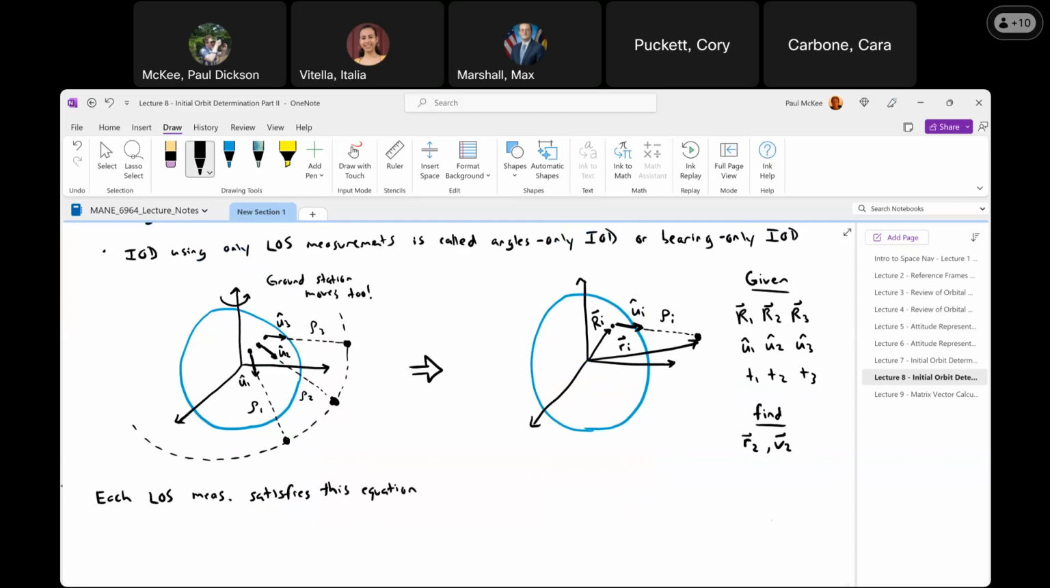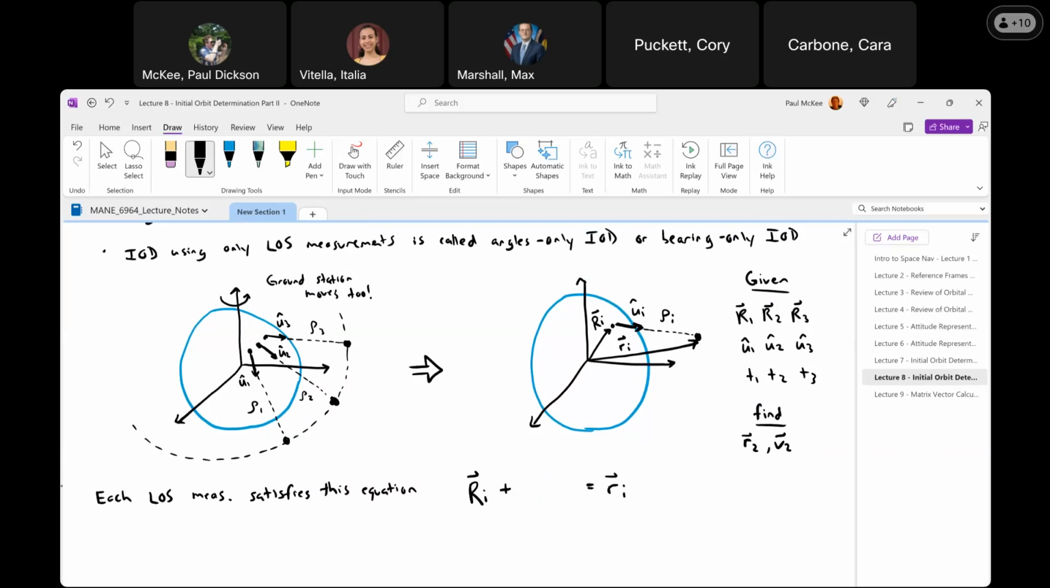And this may or may not be obvious just from looking at this diagram. Part of the reason that I went to lengths to draw this diagram specifically is I want this to be clear, right? The position of the ground station plus the vector from the ground station to the observed body is the position of the observed body. That must be very clear, right?